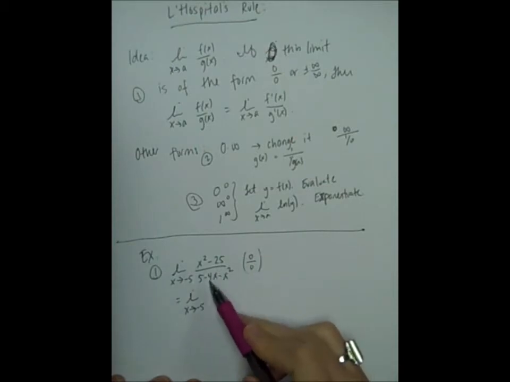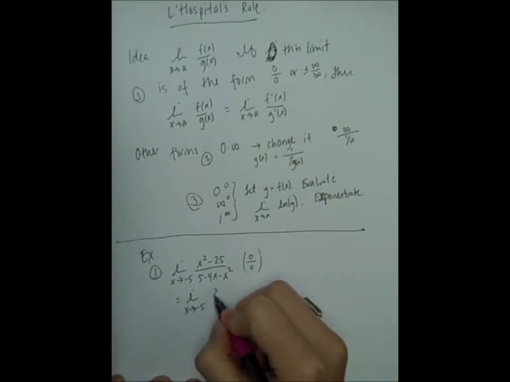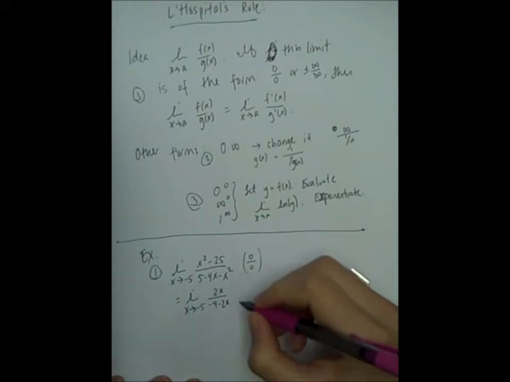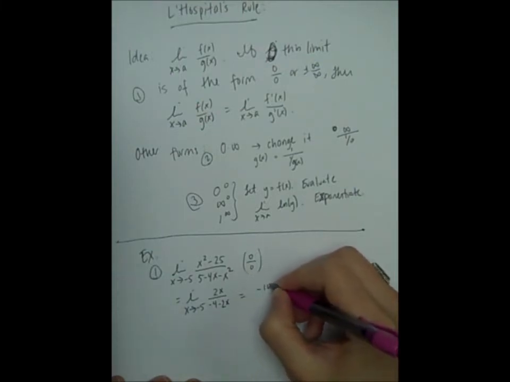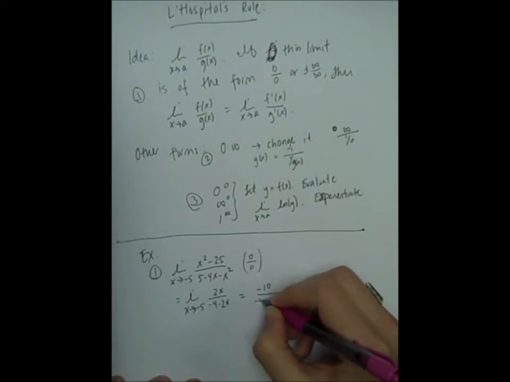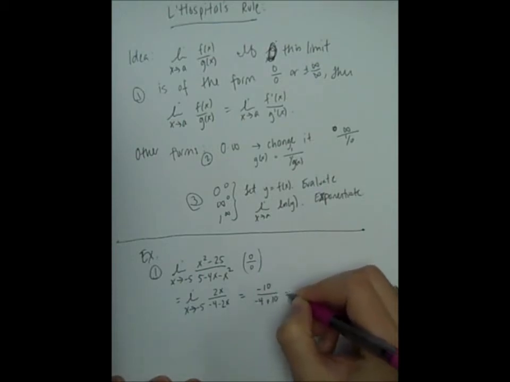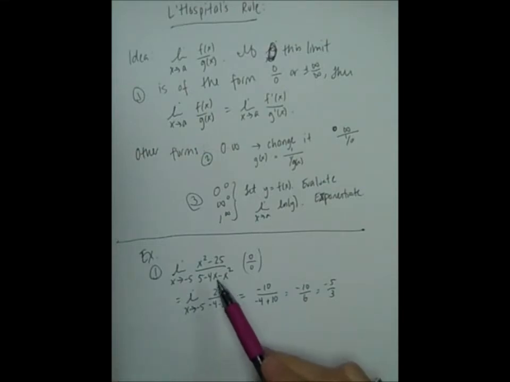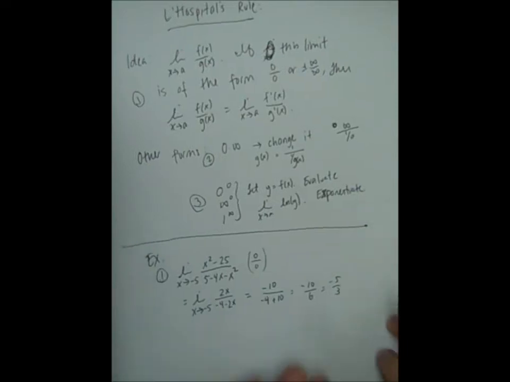So instead of looking at this limit, I'll just take the derivative of the top and bottom. So 2x over negative 4 minus 2x. And now let's see what happens if I just plug in negative 5. I'll get negative 10 over negative 4 plus 10. So what is that? Negative 10 over 6, so negative 5 thirds. Because this was of the form 0 over 0, I could just take the derivative of the top and bottom and then plug in negative 5. Remember, with limits, the idea was to get it of the form until you can just plug in.